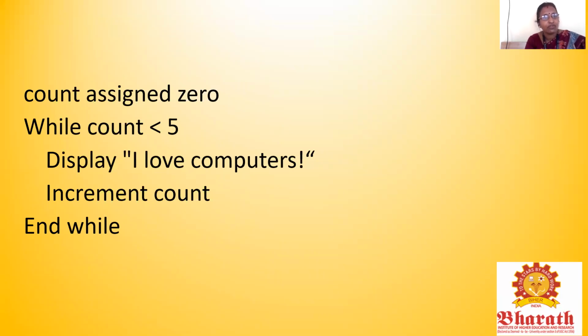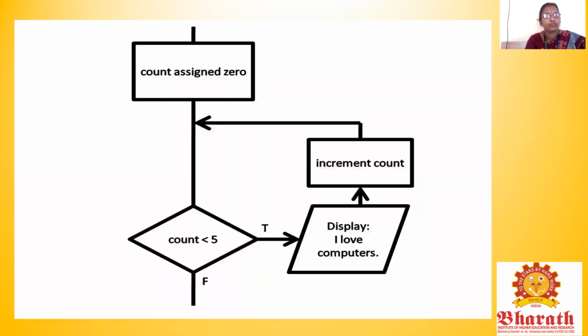Yes, again, initially count will be assigned as 0, while count is less than 5, yes, obviously display I love computers. Then increment count value, count will now be 1. 1 is less than 5, yes, display I love computers. Again, increment count, it will become 2. Again, I love computers is printed. Again, we increment the count, it will become 3, display I love computers. Again, increment count, now it becomes 4. 4 is less than 5, display I love computers. Increment count, it will become 5. 5 cannot be less than 5, so the while loop will be stopped. It will come out of the while loop.